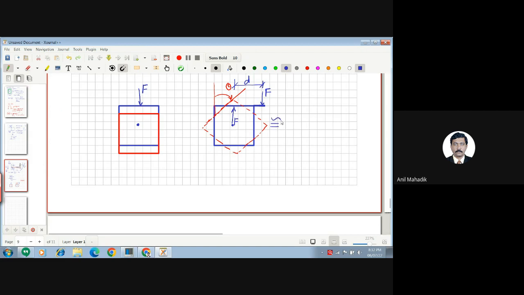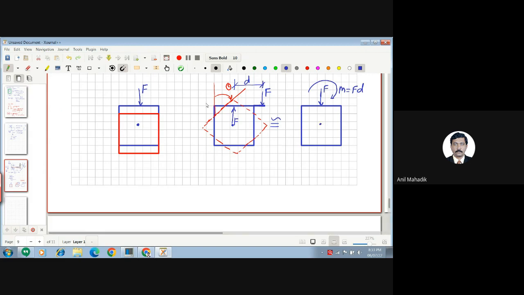So what will be this now? To show this equivalently, I can say the force is nothing but F here, with F into D. What is that F into D? Moment. Are you getting this? Yes, sir. This I am showing as the equivalence of it.